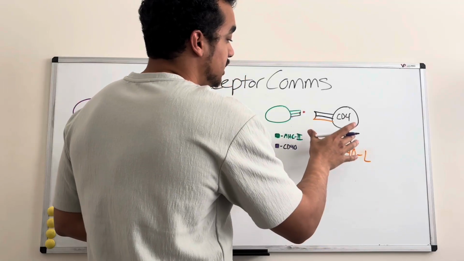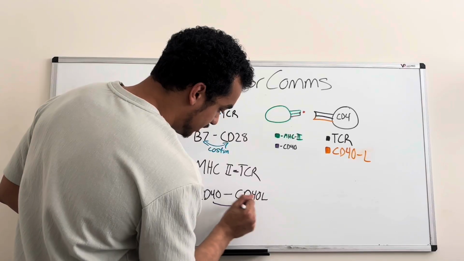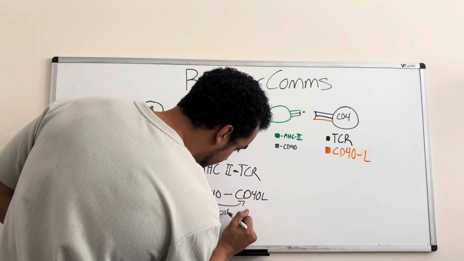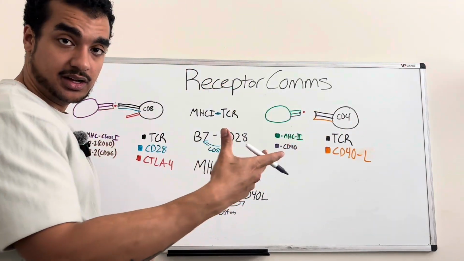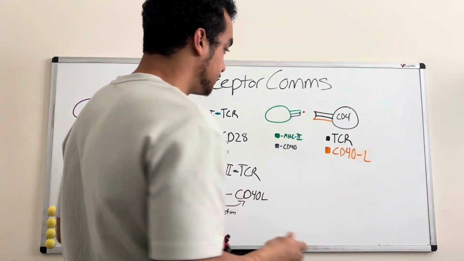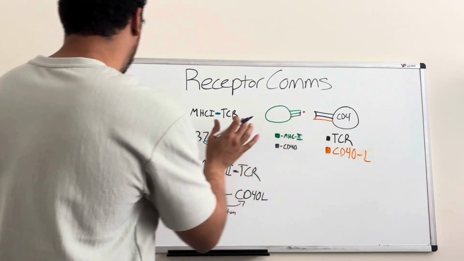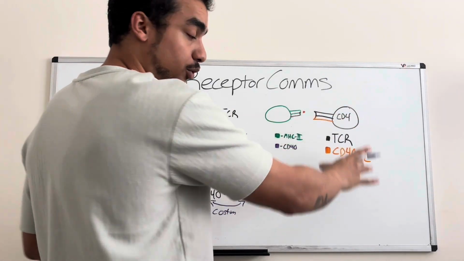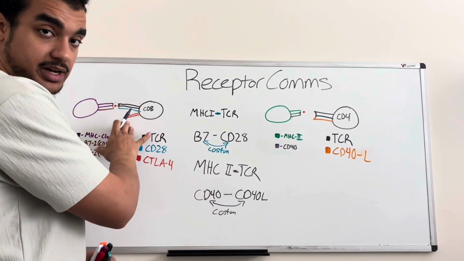But this CD40 and this CD40 ligand, can you guess what that is? It's a co-stimulatory action, right? So it's going to stimulate this CD4 T cell to release a bunch of cytokines to activate other cells and attract other cells and yada, yada, yada. What cytokines be doing, right? So that's the normal binding of both MHC class 1 with CD8 T cells and MHC class 2 with CD4 T cells. Now, let me go back to MHC class 1 and talk to you about an inhibitory binding, right?